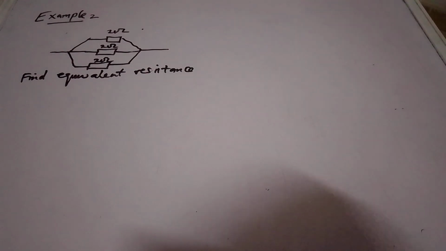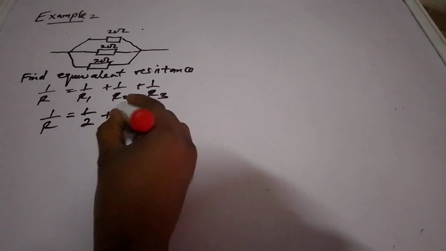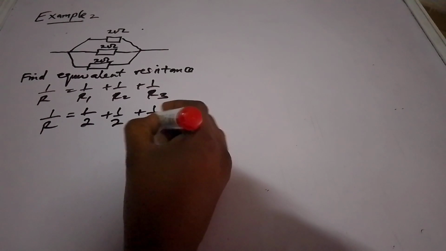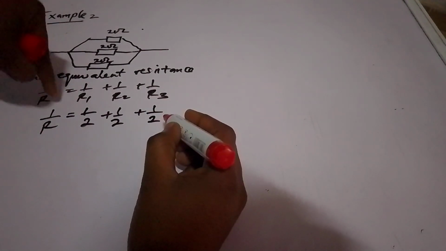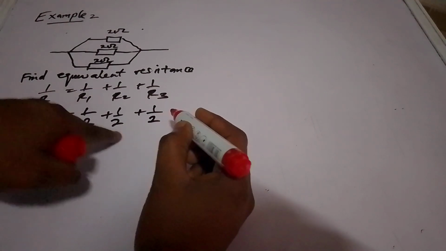So how do we find the equivalent resistance? Just say the formula is 1 over R equals 1 over R1 plus 1 over R2 plus 1 over R3. So that's the formula when we are dealing with resistance in parallel. So we just say 1 over R is going to be 1 over 2, that is for R1, plus 1 over 2, that is for R2, plus 1 over 2, that's the R3. So resistance 1 is 2 ohms, resistance 2 is 2 ohms, resistance 3 is 2 ohms. That's why we have 2, 2, 2.